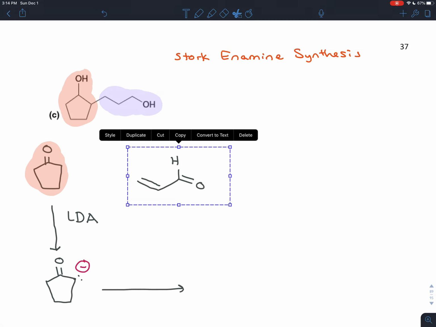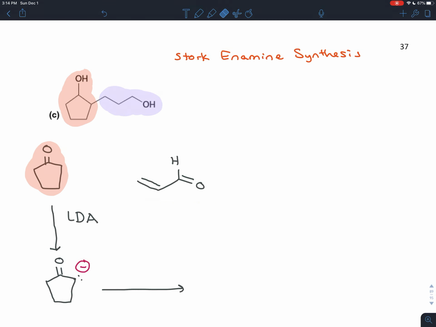Oh, except, wait a second. The problem here is this is a strong nucleophile, so it will actually prefer the carbonyl carbon. So we have to make that a weak nucleophile, and the way we do that is given in the name. We have to turn it into an enamine.